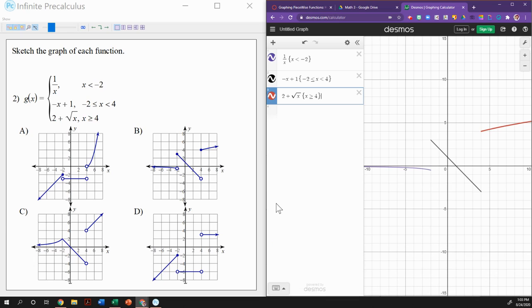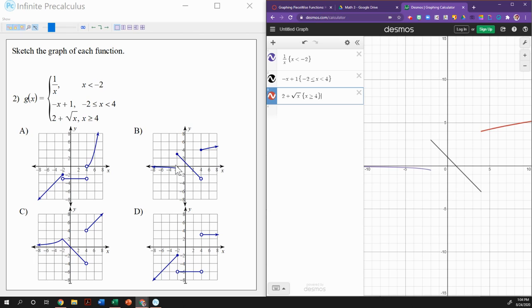Just off the top, A, no comparison, because they've got a nice curve here on the right, and that's not the same direction of a curve. B looks good. We got some open circles and closed circles here, so let's come back to it. B is a solid candidate. C, no comparison in my graphs. D, absolutely no comparison. So let's look at B.